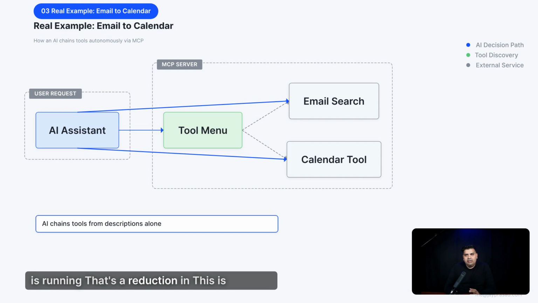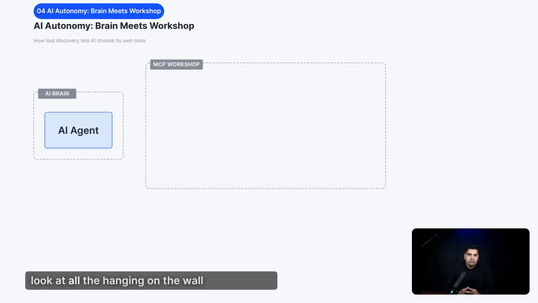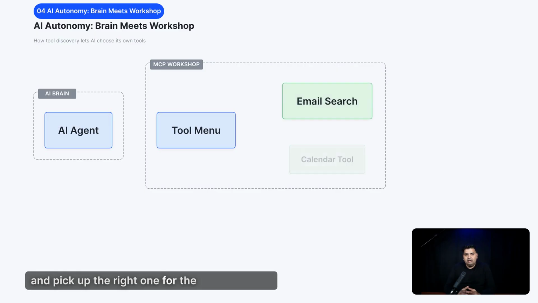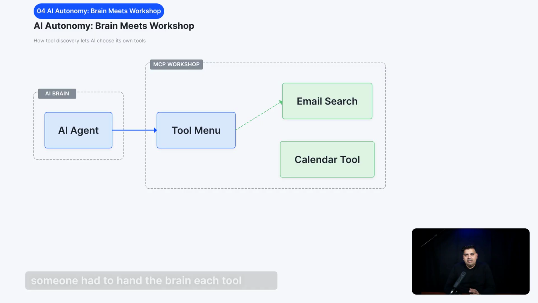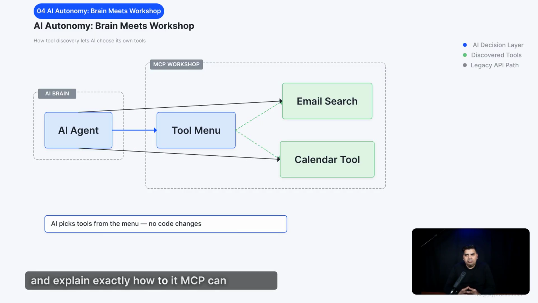That's a massive reduction in effort. This is what people mean by AI autonomy, the ability of an AI to make its own decisions about which tools to use and when. Remember way back in Chapter 1 when we called AI a brain without hands? Tool discovery through MCP is like giving that brain the ability to walk into a workshop, look at all the tools hanging on the wall, read their labels, and pick up the right one for the job. With APIs, someone had to hand the brain each tool individually and explain exactly how to grip it.